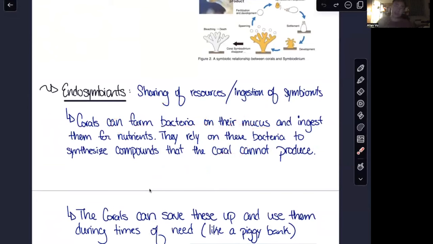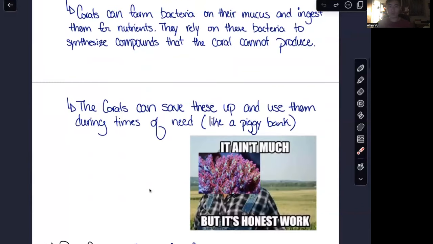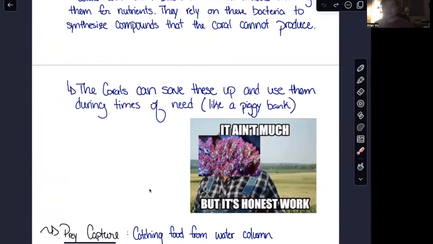And you really don't notice that from an unhealthy coral, right? So put a little thought into that. And we come to see that the amount of mucus that is produced is kind of correlated with the health of the coral in general. So that extra mucus allows for extra farming land to grow all your crops on. You know, more crops here. That means you have enough food for when a drought comes. So more mucus, healthier corals. So the corals can pretty much save these up and use them during times of need, just like a piggy bank.